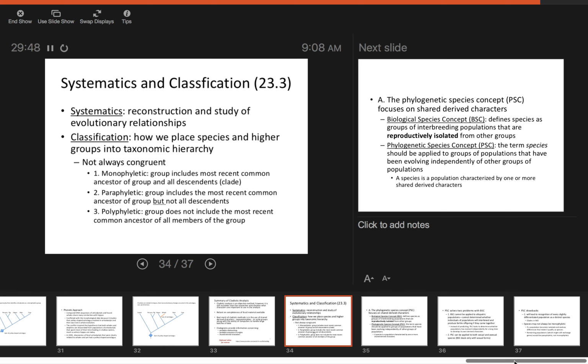Okay, the last section today is systematics and classification. Reconstruction and study of evolutionary relationships. How do we group species into groups? It's not always congruent. I just mentioned these three vocab terms. Monophyletic means it includes that common ancestor. Paraphyletic means that it includes a common ancestor, but it doesn't include the other side of the tree. And then polyphyletic means they don't share a common ancestor.